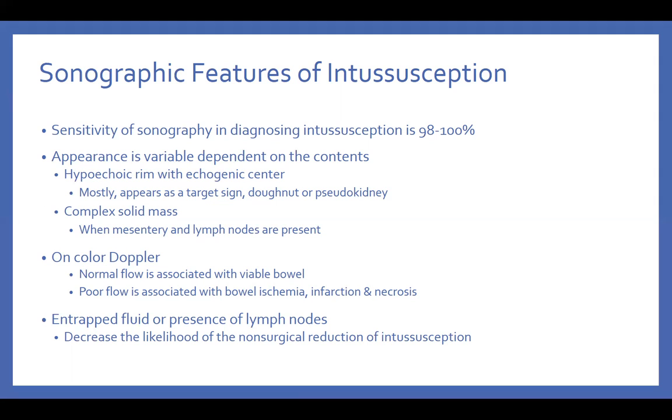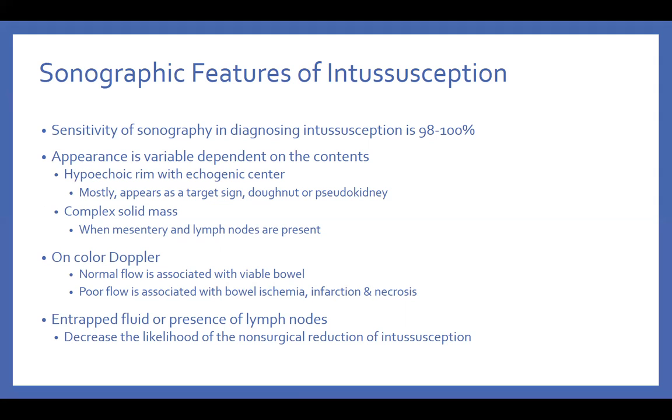The question is, what if lymph nodes are dragged into the loop of bowel? What if there's mesentery, or fluid entrapped between loops of bowel? Surely that will change the typical appearance, but it should not be missed. It's still going to be close to the target sign, donut sign, or pseudo kidney sign. Once you know how lymph nodes look, and how they look within an intussusception, you should be in great shape and not too concerned.